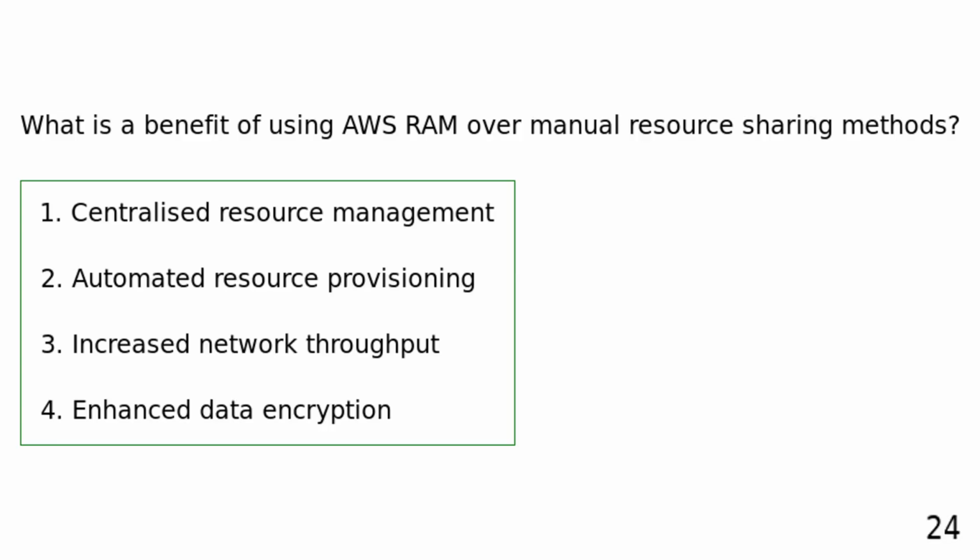What is a benefit of using AWS RAM over manual resource sharing methods? Centralized resource management. Automated resource provisioning. Increased network throughput. Enhanced data encryption.